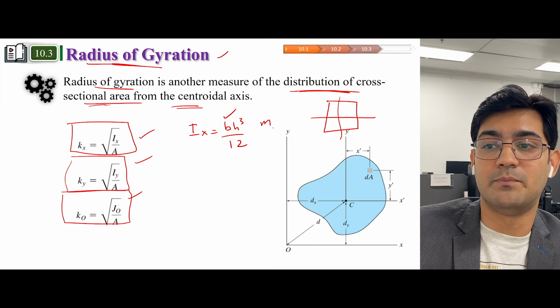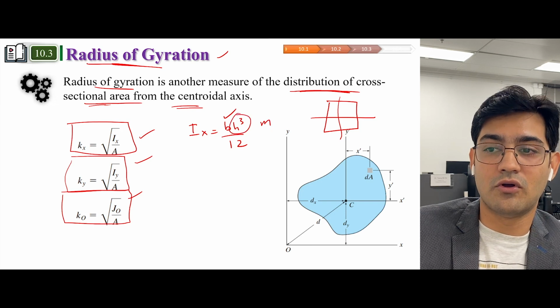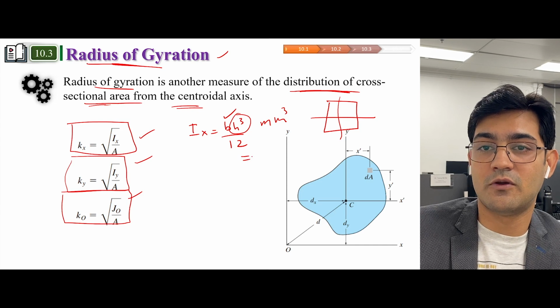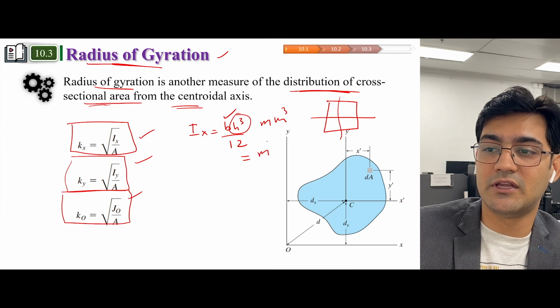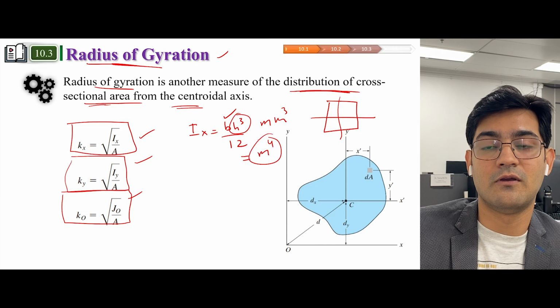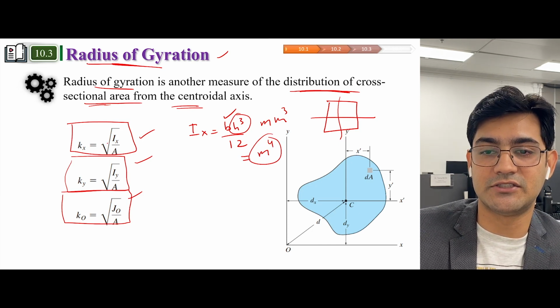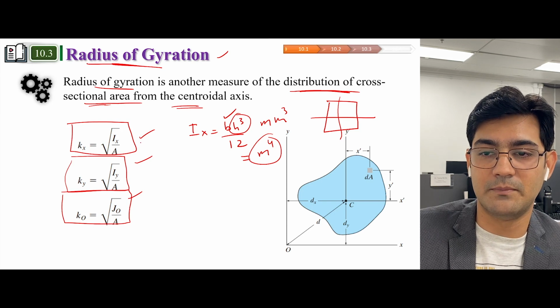So let's just say it's meter. Height would also be in meters, so meter cubed. So the unit of moment of inertia is actually meter to the fourth. It's a length raised to the power 4. But for the radius of gyration, it's just 1 meter.